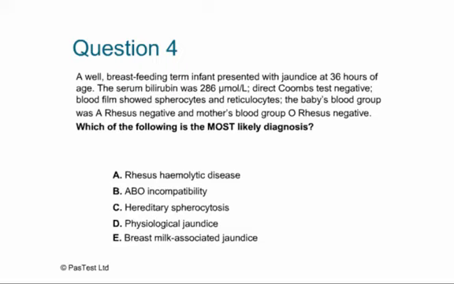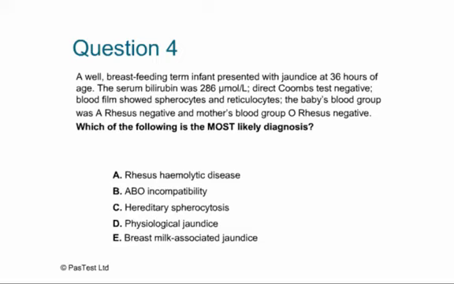A well breastfeeding term infant presents with jaundice at 36 hours of age. The serum bilirubin was 286 micromoles per liter. The direct Coombs test is negative. Blood film showed spherocytes and reticulocytes. The baby's blood group was A rhesus negative and the mother's blood group O rhesus negative. Which of the following is the most likely diagnosis?